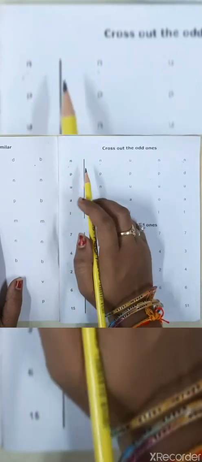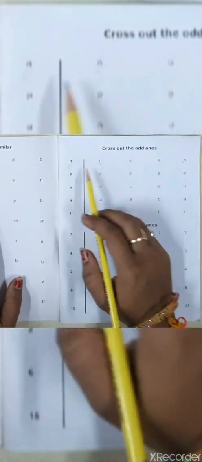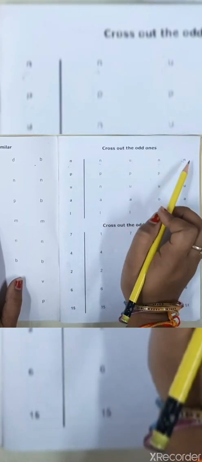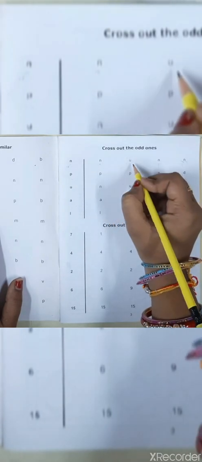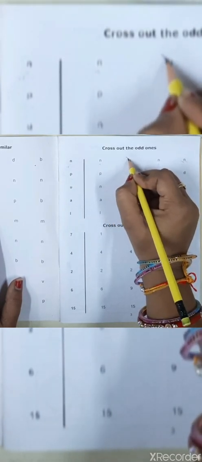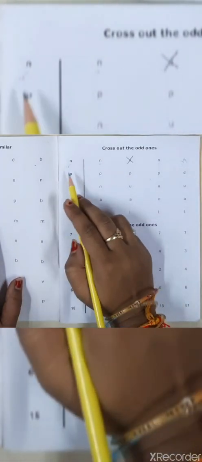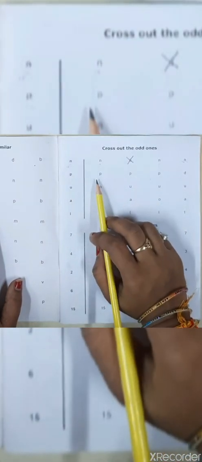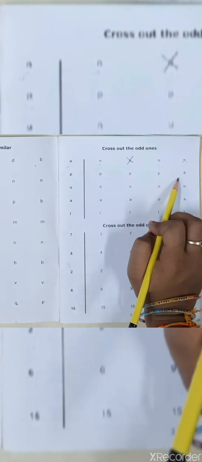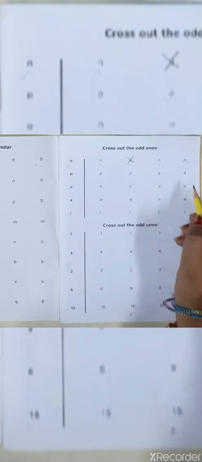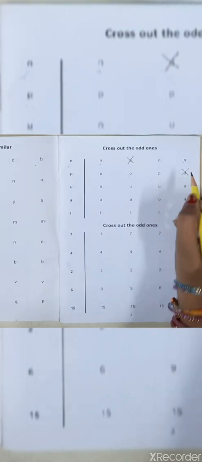Now the first is given N. The alphabets in front of N are N, U, N, N. Now tell me which one is odd? Which is not similar to N? Yes, U. U is not similar to N. So what are we going to do? U is odd and so we have crossed the U. Now next is P and the alphabets given in front of P are P, P, P, D. Now tell me which one is odd? Yes, very good. D is odd. So we have crossed it.